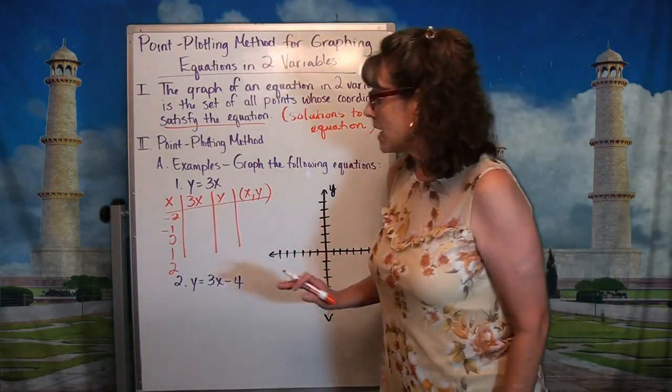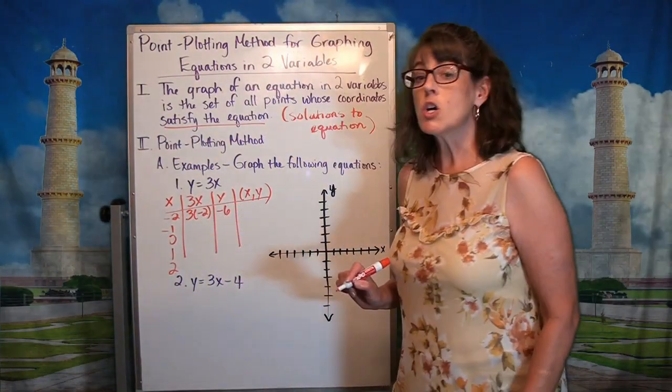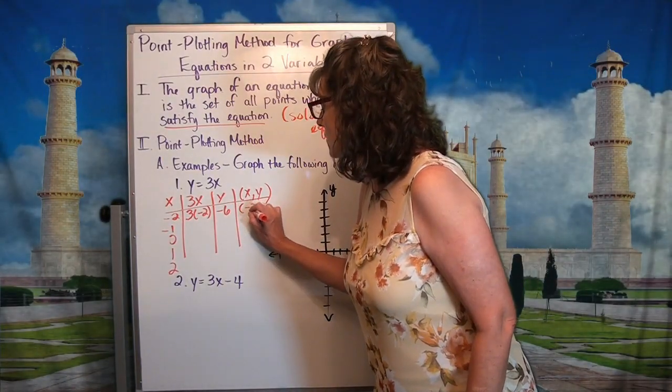So now what I'm going to do is take those numbers and put them in here. 3 times -2 gives me a -6. So that gives me the ordered pair of -2, -6.